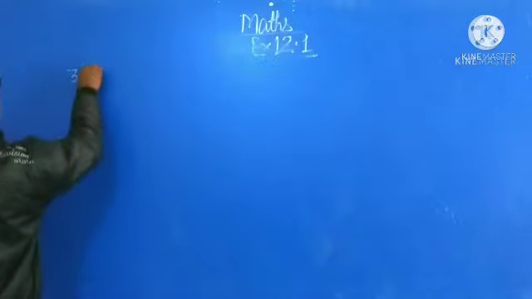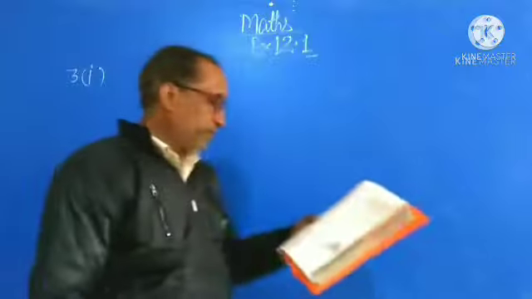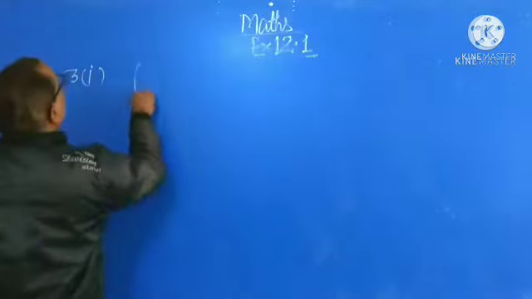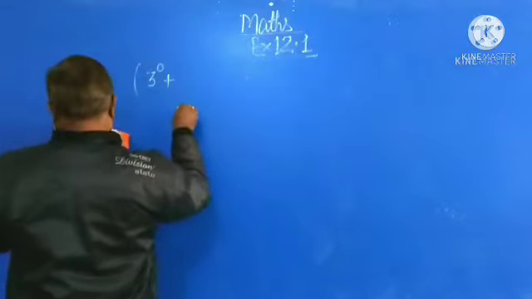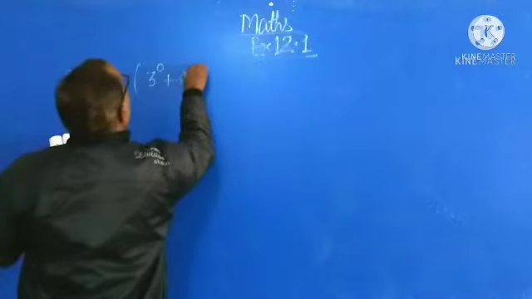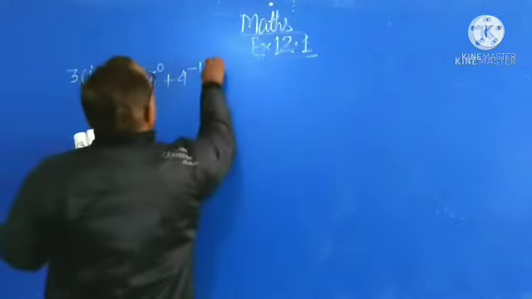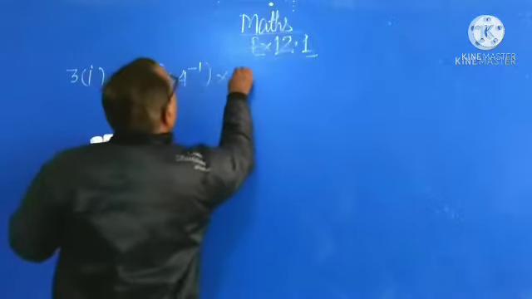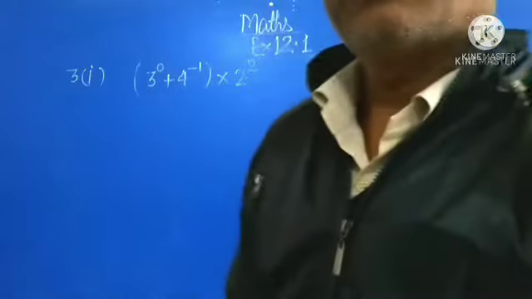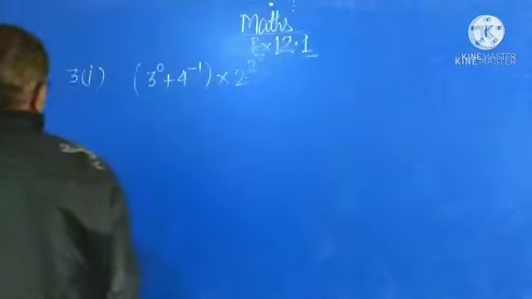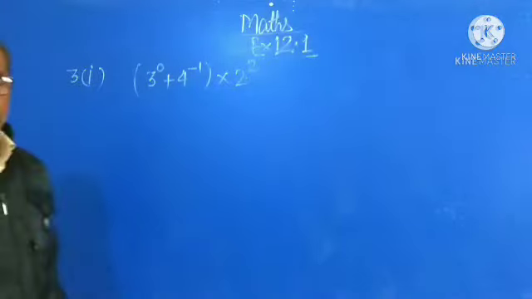Question number 3. The first part is: find the value of, in the bracket, 3 raised to power 0 plus 4 inverse, which means 4 raised to power minus 1, into 2 raised to power 2. You find the value of the given expression by using the laws of exponents.